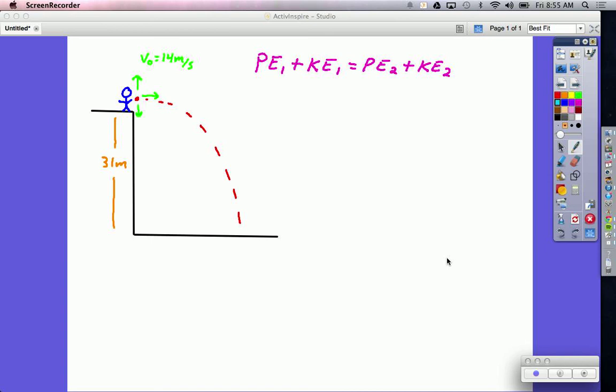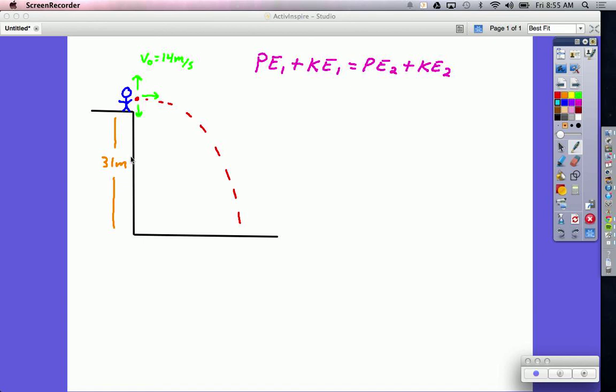Number 19 from the review sheet. In this problem, a slingshot fires a pebble from the top of a building at a speed of 14 meters per second. The building is 31 meters tall. We're going to ignore air resistance and we're going to find the speed of the pebble as it strikes the ground when the pebble's fired horizontally, straight up, and straight down.